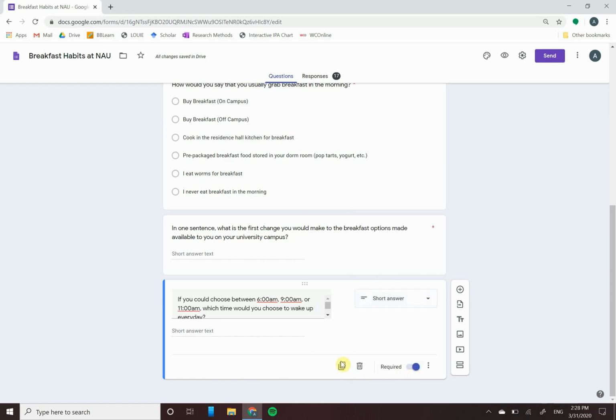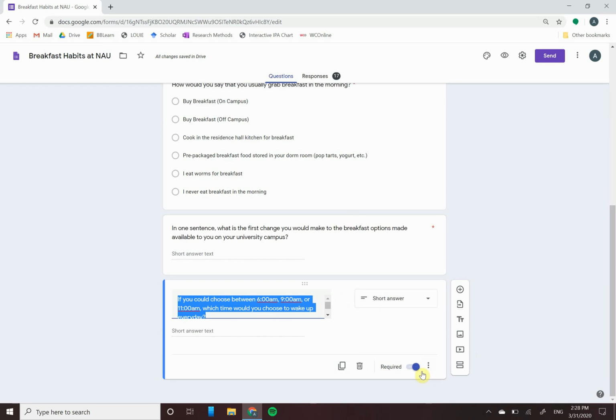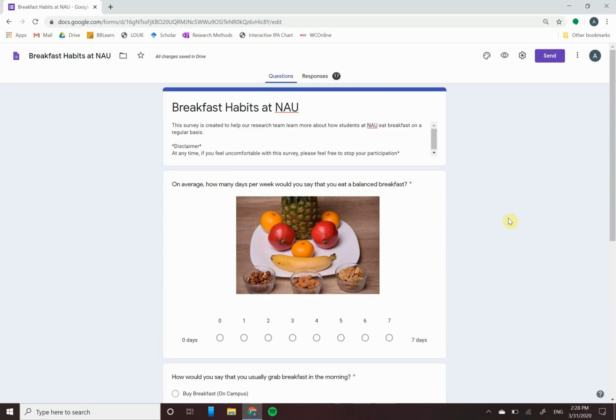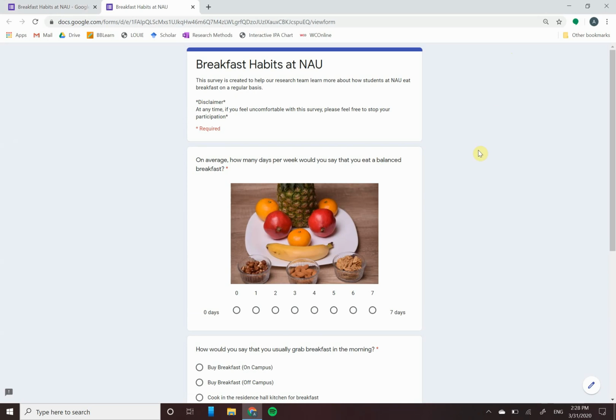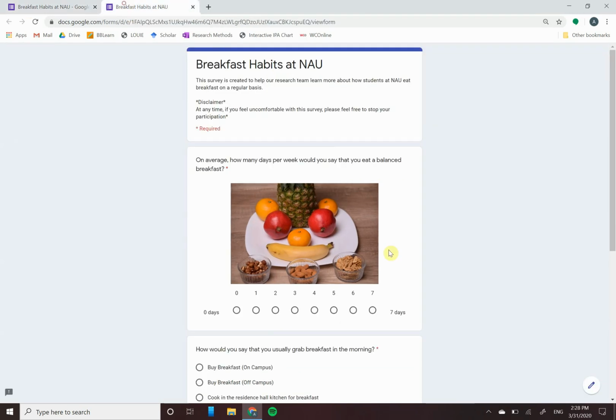Another thing to notice is that you can trash a question. I didn't like this question. Let's delete it. I'm not going to do that right now, but you could do that. And then you can make a question required on your form or not required. If it's highlighted, it's required. And I truly recommend that you and your group members preview your survey. What I did there is I went up to the icon that looks like an eyeball, and I clicked on it, and it allows me to look at what this survey would look like for participants.